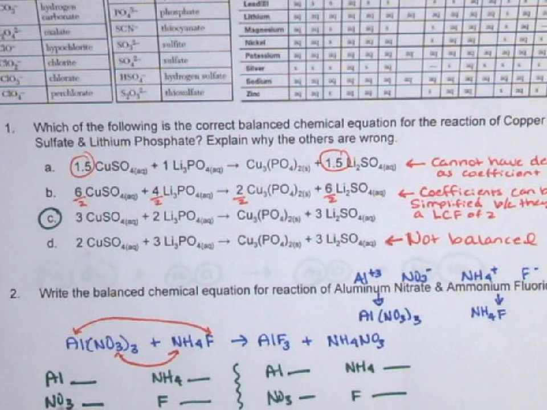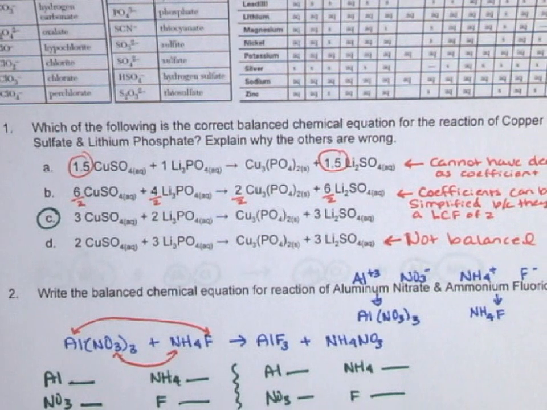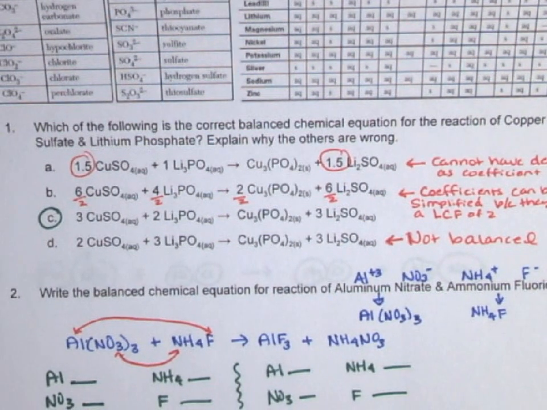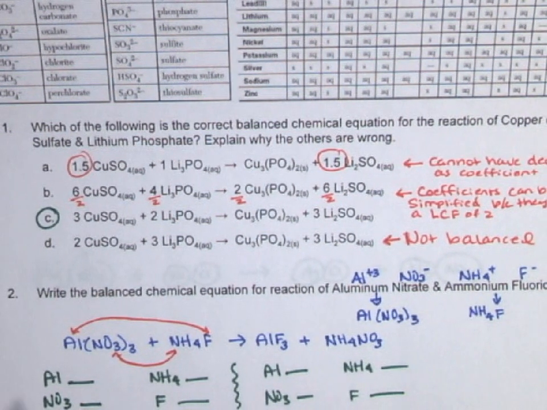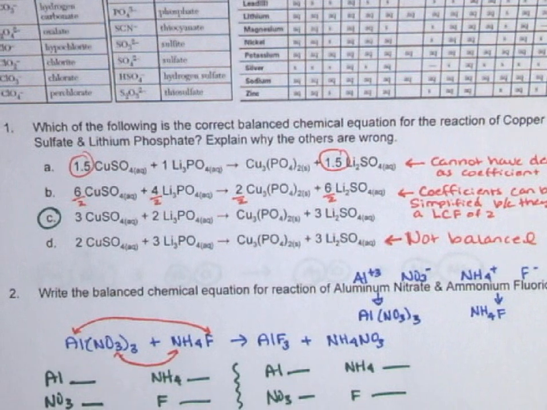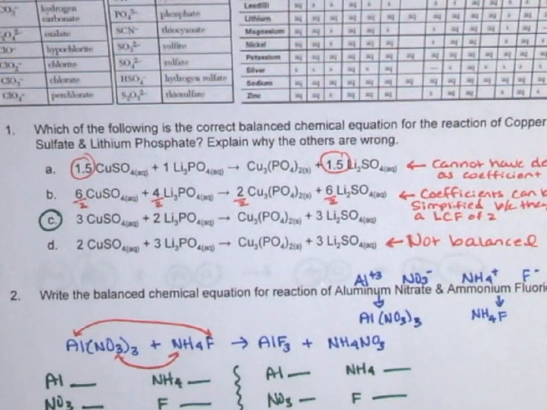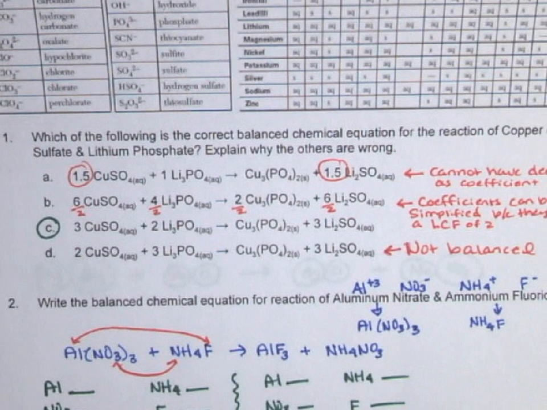I just write those down. I keep my polyatomic ions together: NH4 F. All right, I do the same thing on the other side. And then what we're going to do is do our tally, and we will change the coefficients based on what we see there. So let's go ahead and start with aluminum.